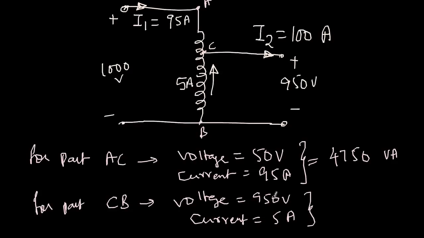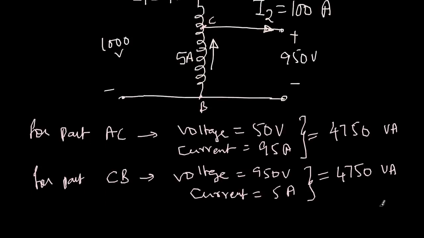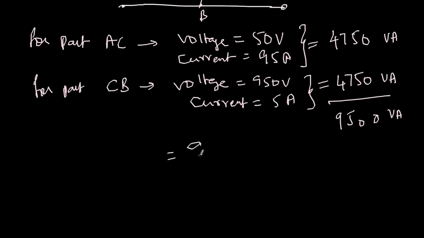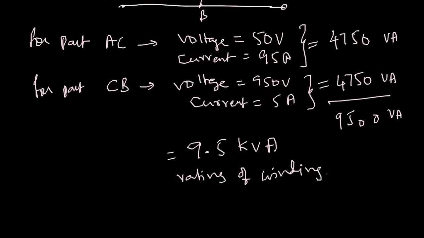So anyway, what is the volt amperes for this part? That is 950 volts into 5 amperes. I get again 4750 volt amperes. So the total volt amperes, if you see, will be 9500 volt amperes, or I could say 9.5 kilovolt amperes. This is the rating of the winding of the single winding of auto transformer.